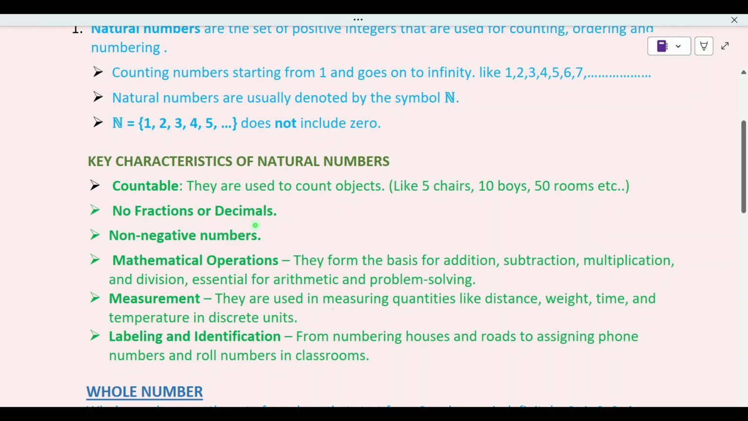No fraction or decimal. They are not represented in the form of fractions or decimals. I will give some examples. Fractions like 3 by 4 or 9 by 8 are fractions. Natural numbers cannot be represented in the form of fractions or decimals like 2.54 or 0.69.